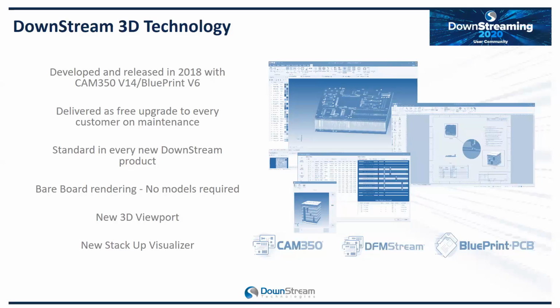Today we're focused predominantly on the CAM 350 end, more so than Blueprint, since Joe Clark had already covered that in an earlier presentation. So this deals more in CAM 350 with bare board rendering. And it really is no model required to generate 3D. A lot of people think that when you're dealing with 3D, you have to have large step model libraries and so forth. This does not require models at all. You may have noticed if you're using version 16 or version 6 Blueprint, there's a new 3D viewport that has been implemented in it to navigate the 3D modeler, as well as a new stack-up visualizer.